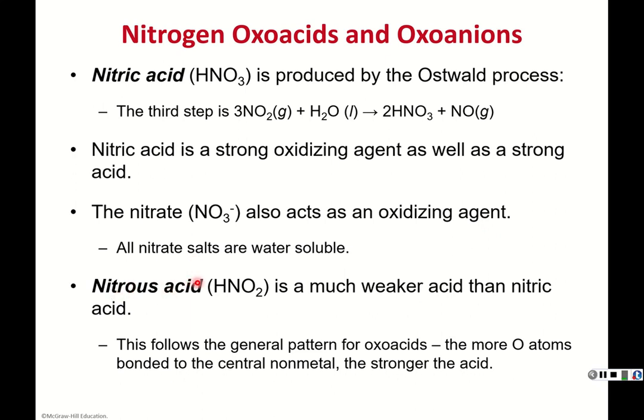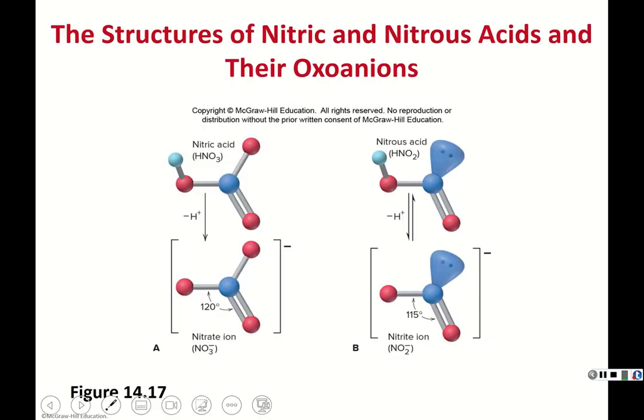Nitrous acid, now instead of HNO3 and nitric acid, it's HNO2. So this is nitrous acid. It's a much weaker acid, and you might remember this from the second quarter of the course, talking about weak acids and weak bases. This was an example of a weak acid. It follows the general pattern for oxoacids: the more oxygen atoms bonded to the central nonmetal, the stronger the acid. So you have 3, that's a strong acid. You have 2, that's a weak acid.